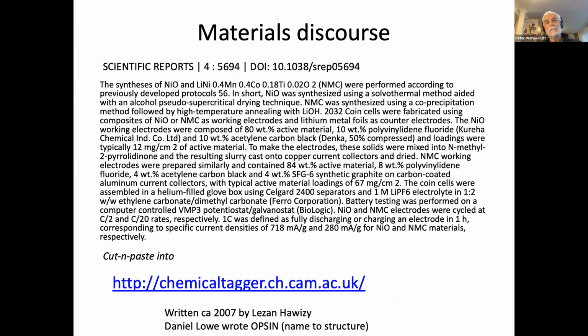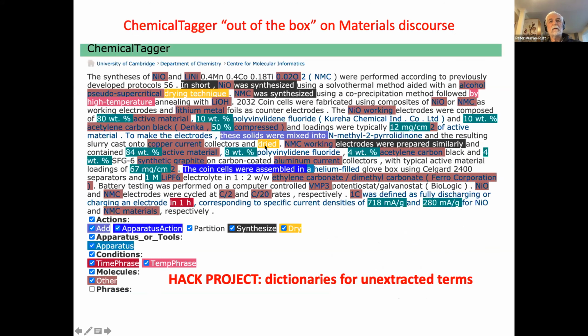So I took the same tool, I put some materials into it, and that's what I came up with. You can see it gets about half the words in there, but there are clearly things that aren't, like solvothermal and co-precipitation and things. We need to make dictionaries for these terms, because then we will have a tool which can turn this into semantic form.